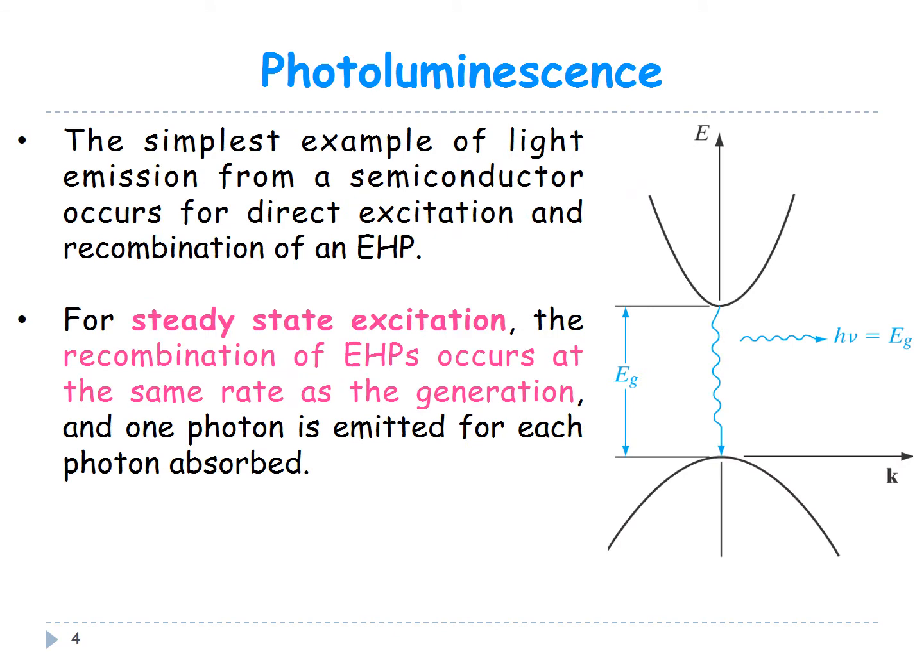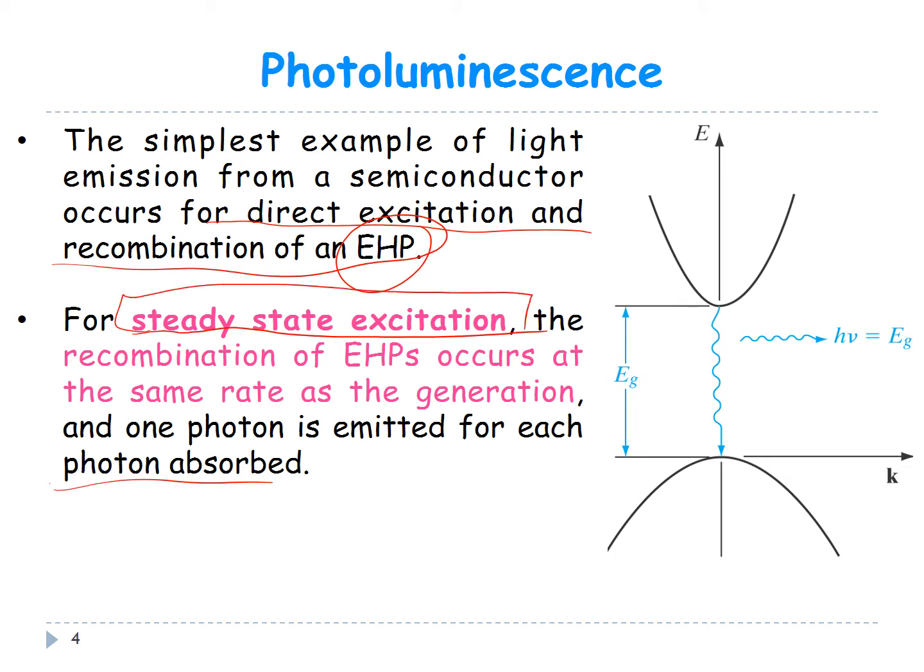Now, the simplest example of light emission from a semiconductor occurs for direct excitation and recombination of electron hole pairs. For steady state excitation, the recombination of electron hole pairs occurs at the same rate as the generation, and one photon is emitted for each photon absorbed. So here we now have a new phrase, steady state.